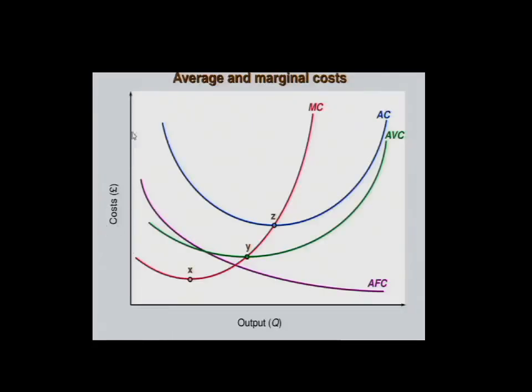So these are the costs on the y-axis, this is the output on the x-axis. So notice this marginal cost. Ignore the others for now, the red line here. It's decreasing, which is good news, but starts increasing from point x onwards. So as we produce more, our costs are declining. That makes sense.